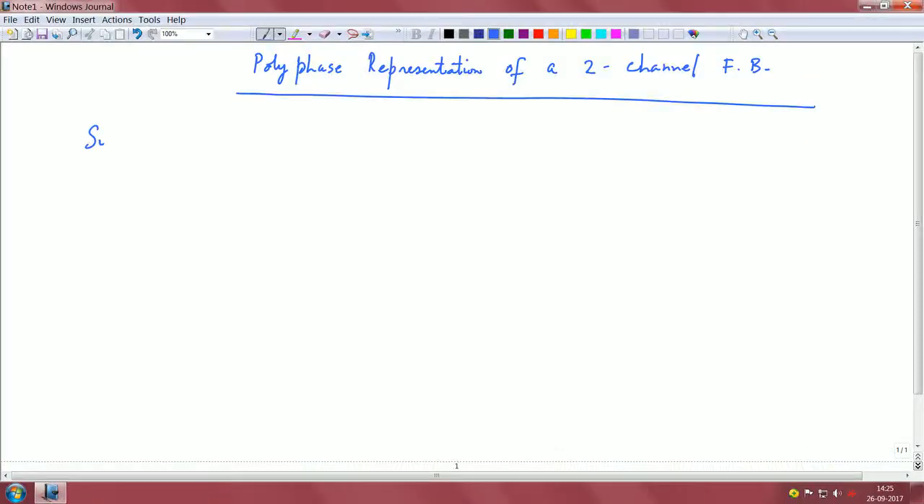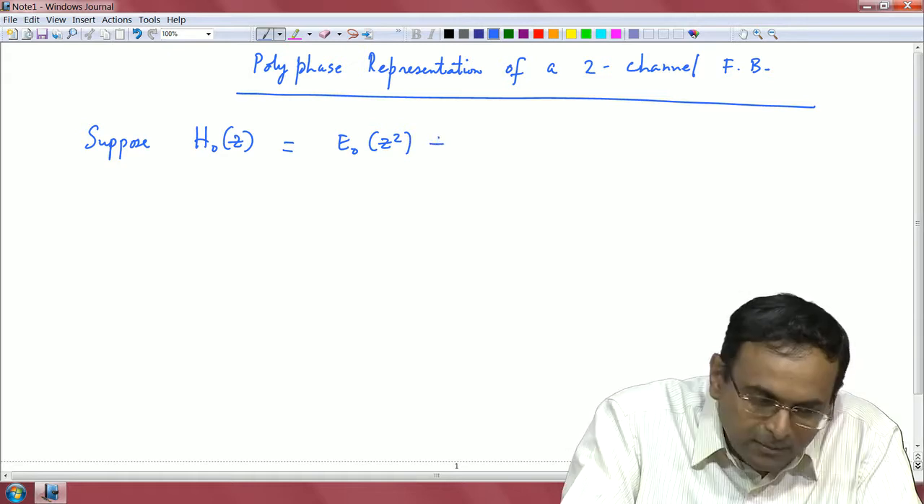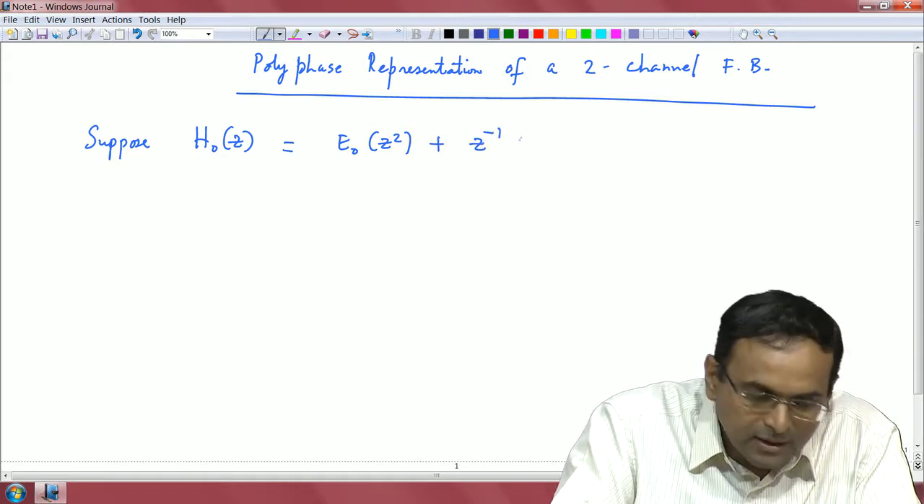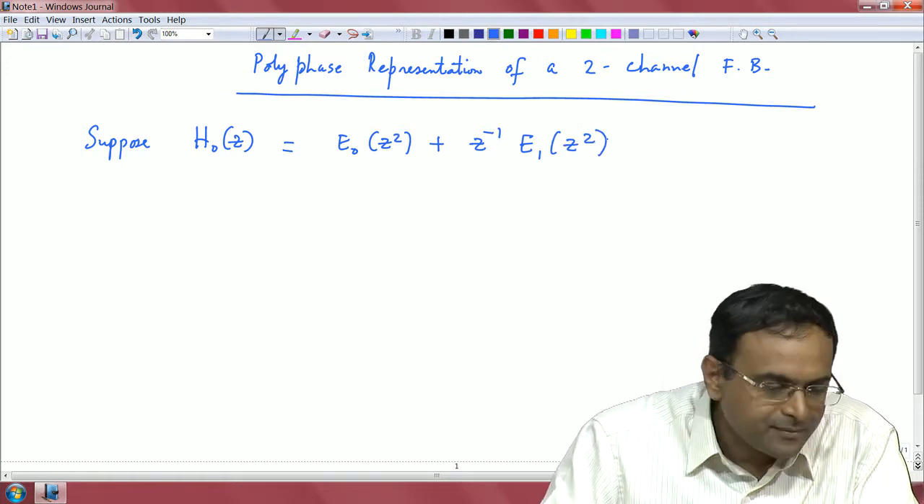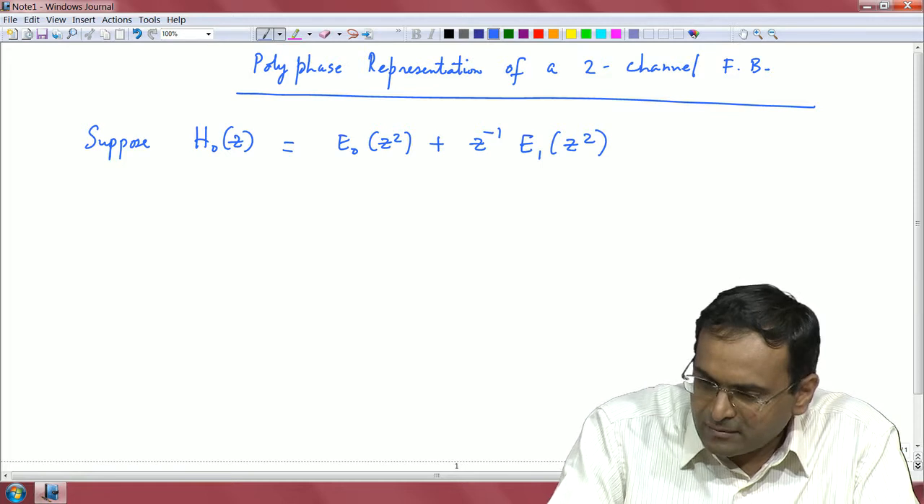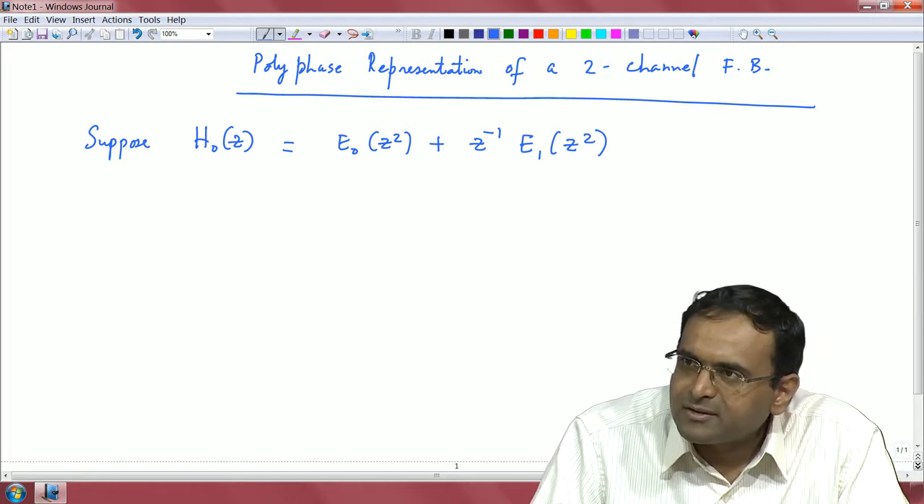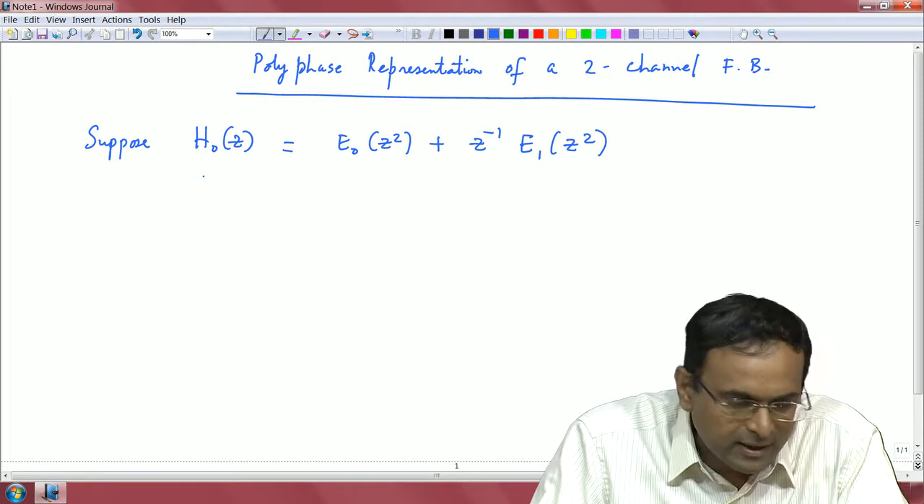So, let us consider the polyphase representation of a 2-channel filter bank. Right. So, let us start with a base filter H naught of z, and we can write this as E naught of z square plus z power minus 1, that is a delay, E1 of z square. Now, this is basically a 2-phase representation for the filter H naught of z.